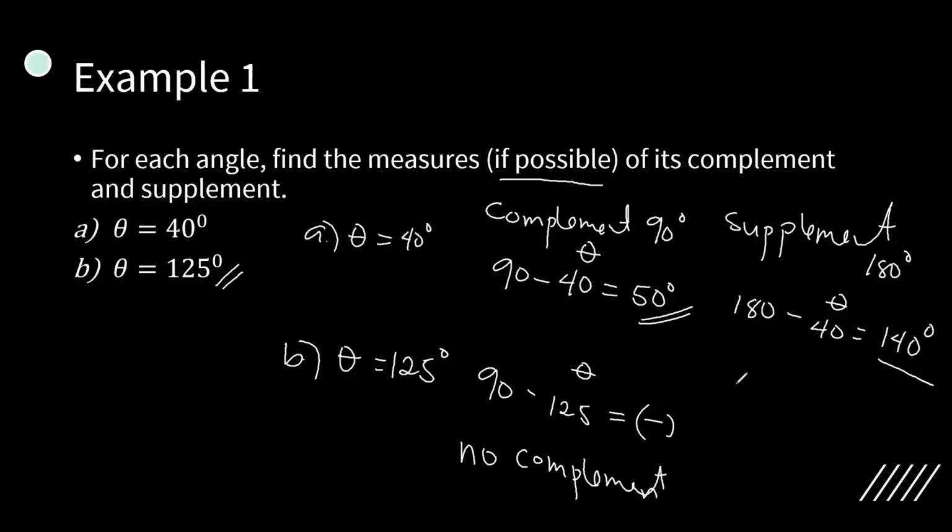So how about the supplement? So 180 minus 125 is equal to 55 degrees. So therefore, the supplement of 125 degrees is 55 degrees.